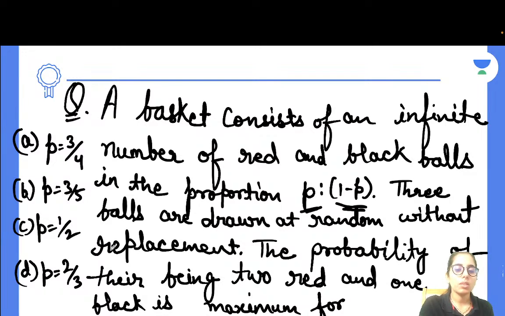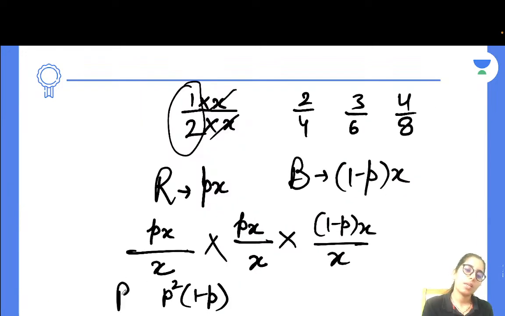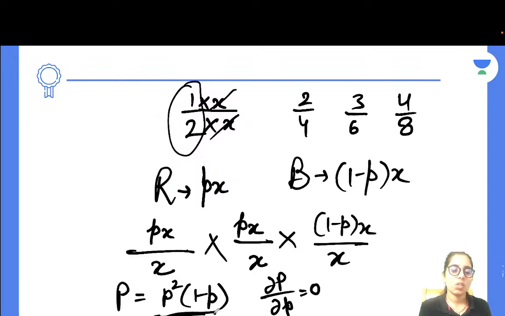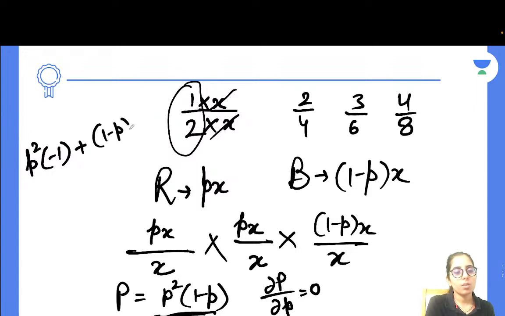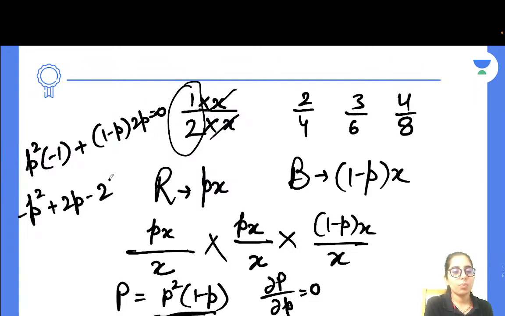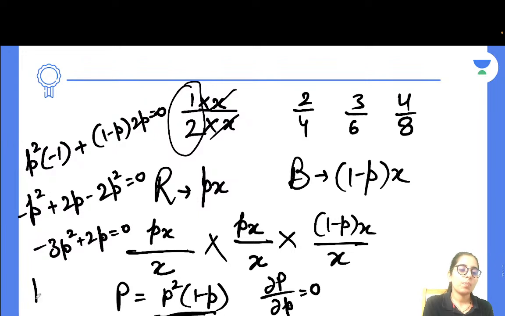But if we want to consider the P value in itself, I'll consider delta P over delta P equal to 0. Just use the product rule of differentiation and you will be able to get your answer. First term as it is, second term differentiation, plus second term as it is, first term differentiation, equated with 0. You will get negative of P square, positive 2P, negative of 2P square is equal to 0. So negative of 3P square plus 2P is equal to 0. So it will give you P is equal to 3 over 2.